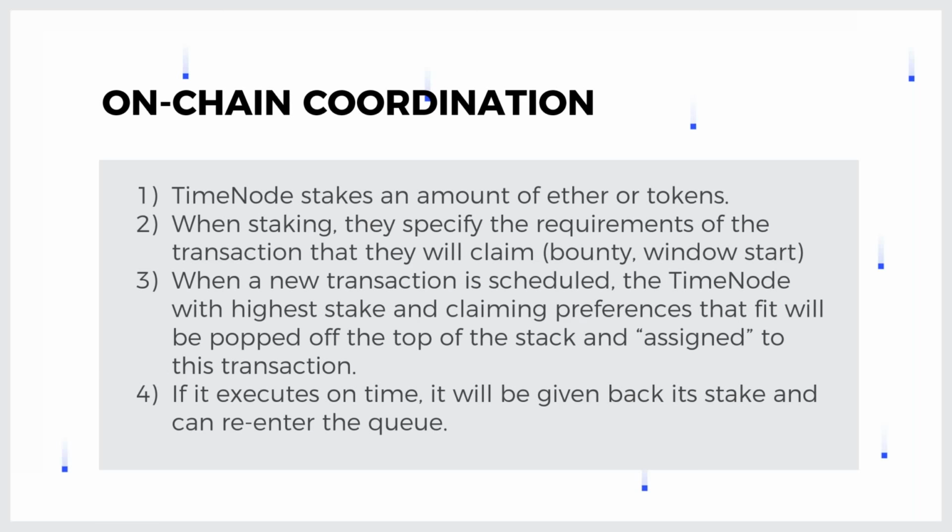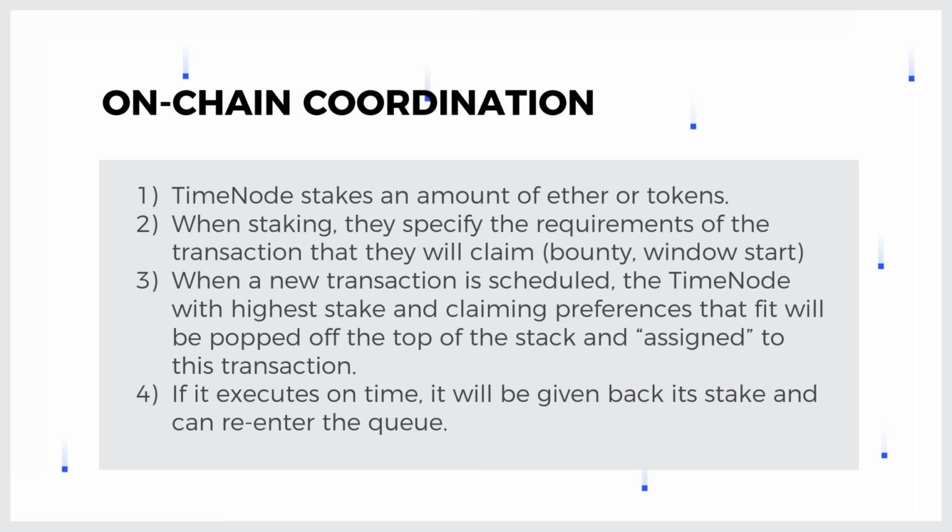I'll go into one of the solutions that we've come up with, and this is an on-chain solution. And this is the current claiming mechanism for Chronos, on-chain Chronos. So the idea is that the time node stakes an amount of ether or a token, and when they stake, they declare some of the preferences for the transactions that they will claim, such as the minimum bounty or how far in the future the execution window is.